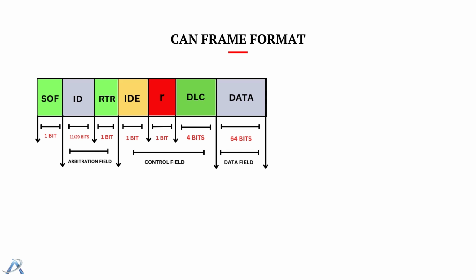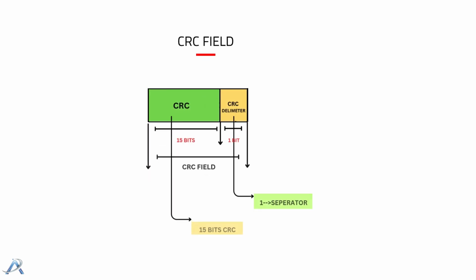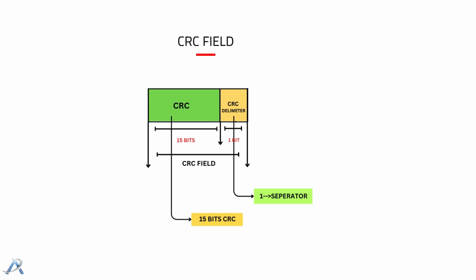The data field follows next. This field holds the payload, with a maximum size of 64 bits, or 8 bytes. After the data field comes the CRC field, which ensures the integrity of the data. This field is 16 bits long and includes a CRC of 15 bits, representing the checksum used to detect errors in the frame, and a CRC delimiter, a single recessive bit that separates the CRC from the next field.